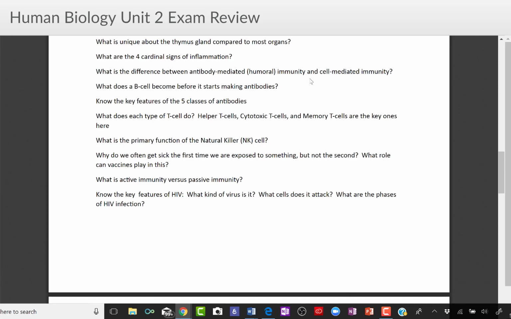All right, what does a B cell become before it starts making antibodies? So this is very important. B cells, when they activate, they actually become plasma cells, and those are the cells that make antibodies.